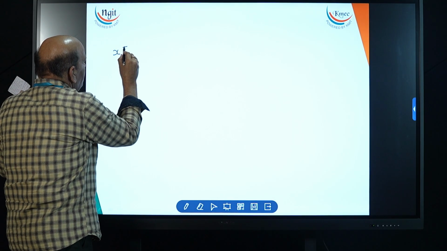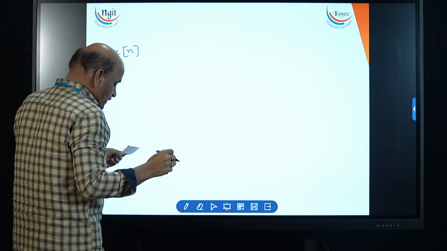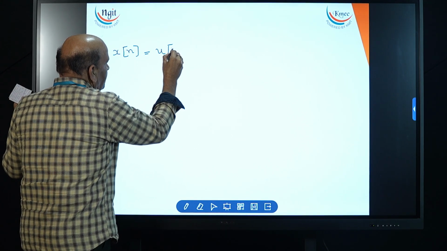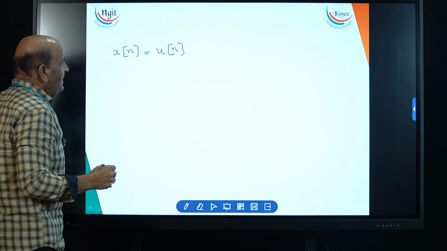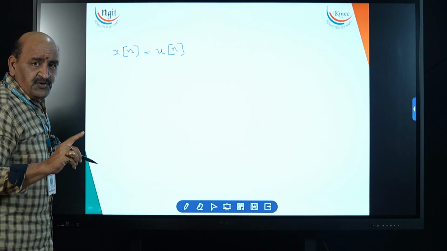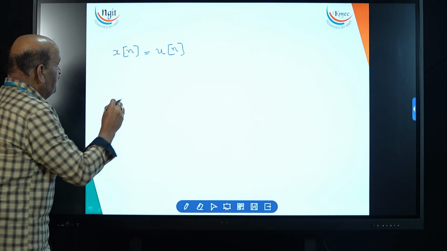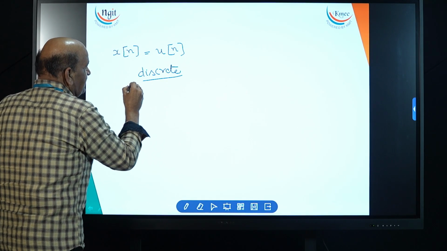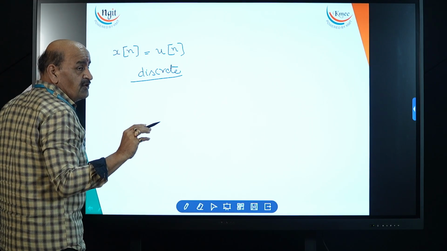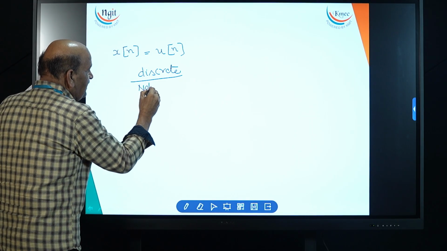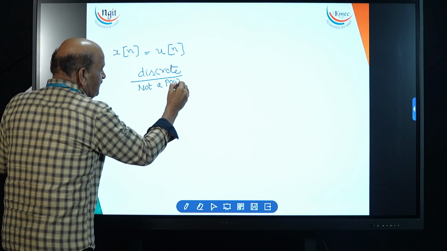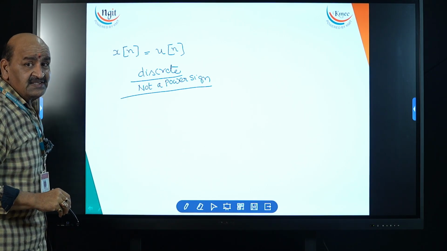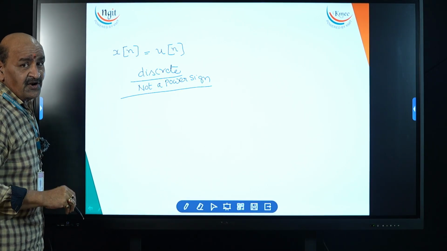Next problem. x of n is equal to u of n. Just like in the previous case, it is not continuous, it is a discrete signal. It doesn't contain trigonometric terms, so it is not a power signal. Now we are checking whether it is an energy signal or not.